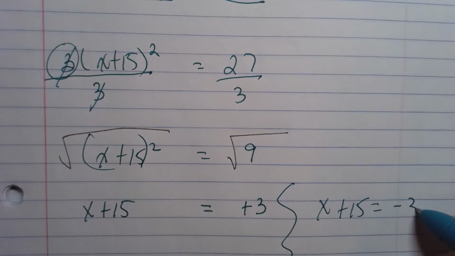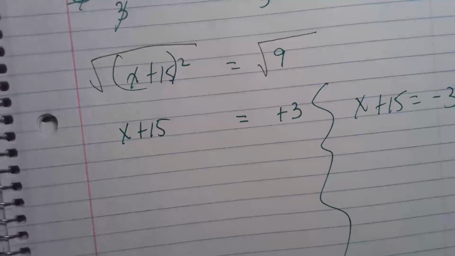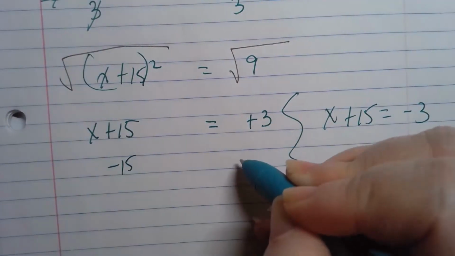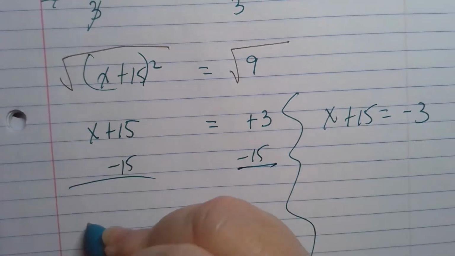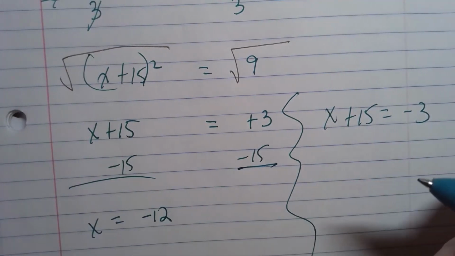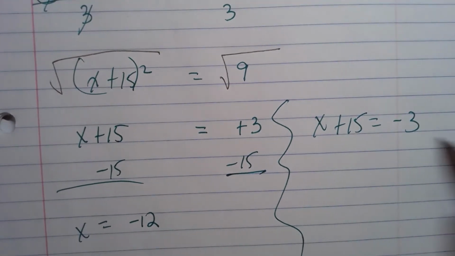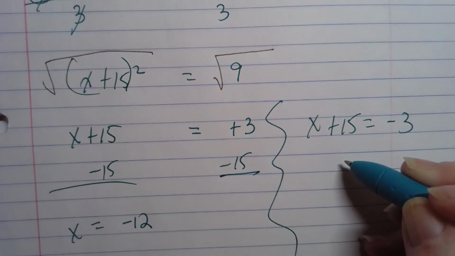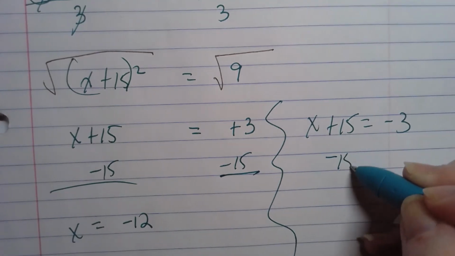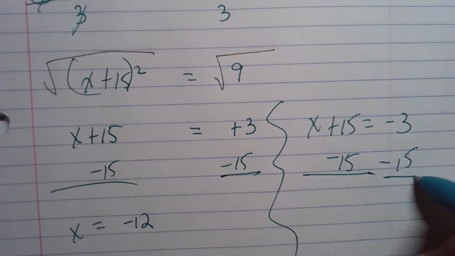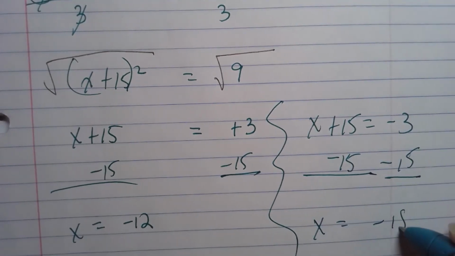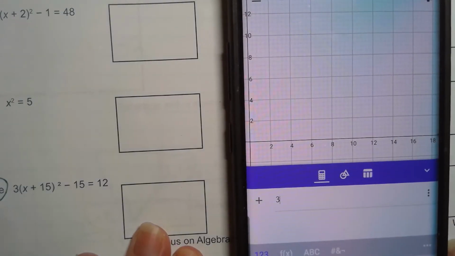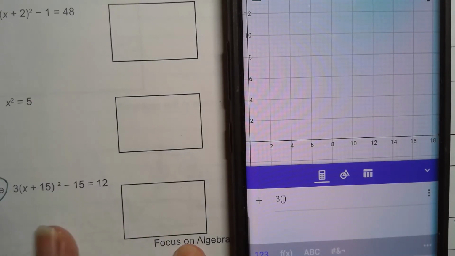I don't know why I left so much room in there. I shouldn't have. Okay, so we're going to solve this one first. We're going to subtract 15, and that's going to leave us x equals negative 12. And now we're going to subtract 15 again, and that means we're going to have x equals negative 18. Okay, so when we get ready to sketch this out, everything is going to be over in the second quadrant.